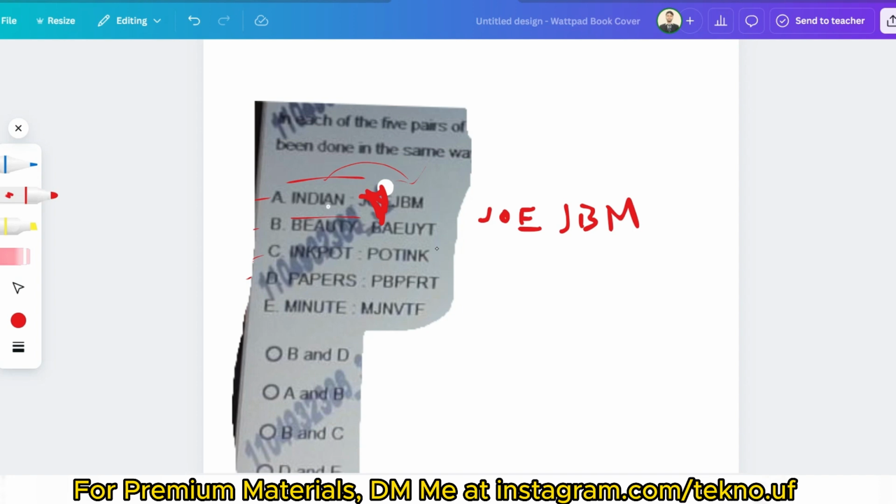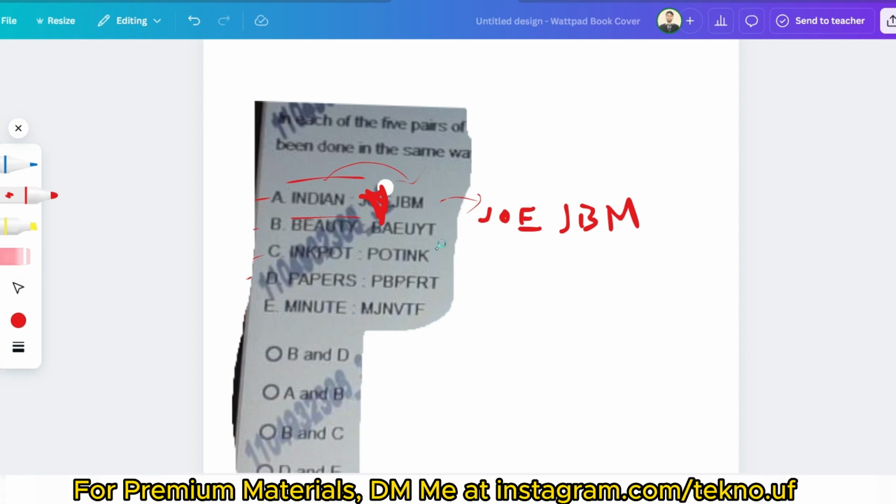Okay, so Indian is converted to JOEJBM. Beauty to this, inkpot to this, papers to this, minute to this. Which are the options following the same pattern? Okay, let me check it.